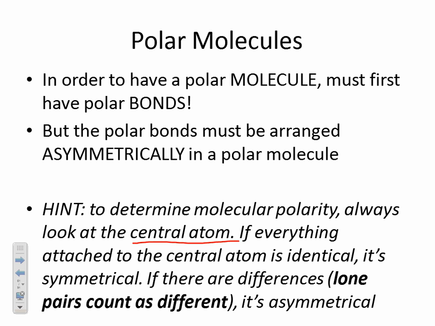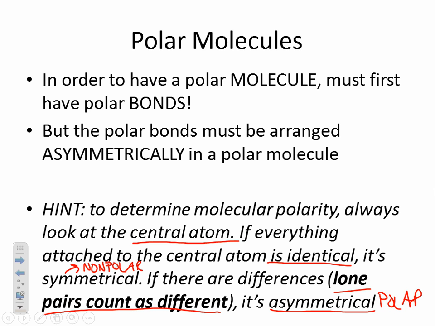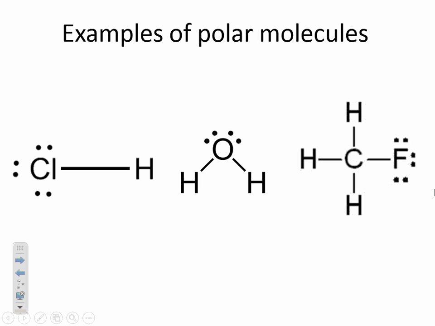If everything that's attached to the central atom is identical, that's symmetrical. That's nonpolar. Symmetrical is going to mean nonpolar. But if you look at that central atom and you notice that there are differences, it's bonded to different elements, or even if it has lone pairs, those count as different things. If you have water, it's got 2 lone pairs on the oxygen and 2 bonds to hydrogen. Those are 2 different things. So that is an asymmetrical molecule, and that is definitely polar. So we're looking at that center and we're saying, hey, is everything the same? Yes or no? So some examples of polar molecules.